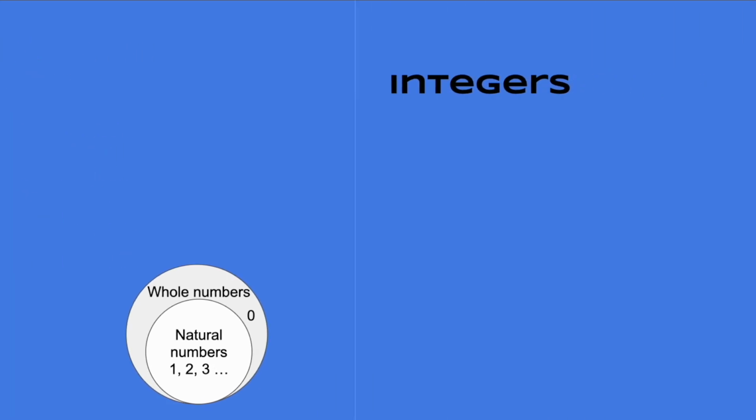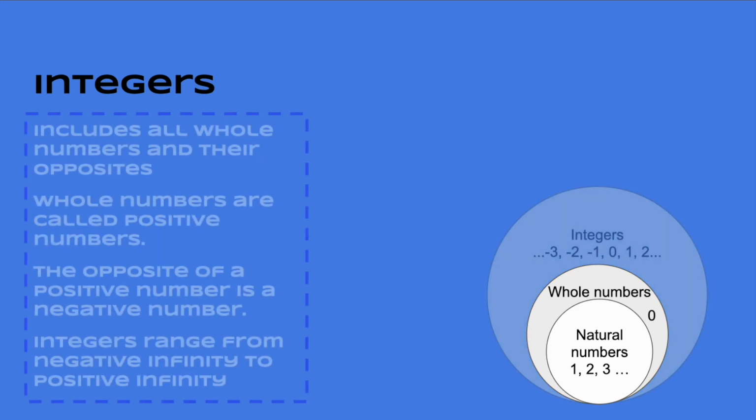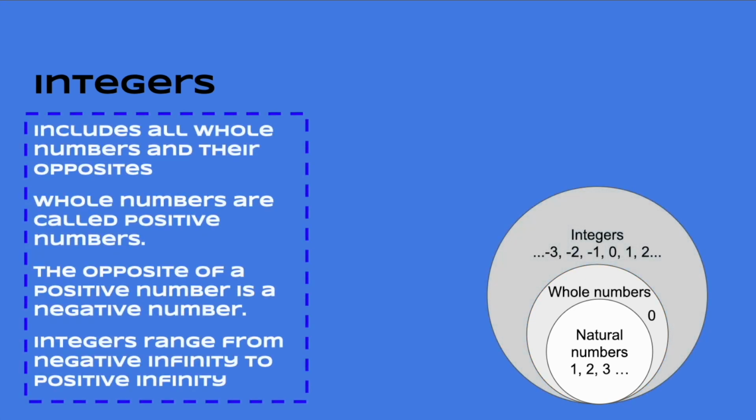Our next group is called integers, and they're fairly important. We'll see many videos on them later. But this includes our whole numbers, our natural numbers, and our opposites of our natural numbers. So our natural numbers can also be called positives, so their opposites are called negatives. And these range from negative infinity to positive infinity.